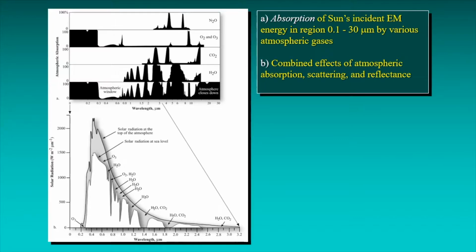And the combined effects down on the lower graph, basically of the absorption, scattering, and reflectance processes, basically reduce the amount of incoming solar irradiance. It's basically radiation that's traveling in all directions, but what actually reaches the Earth's surface at sea level is what we see in that bottom figure. And also note, you can see the individual absorption regions pretty clearly due to various atmospheric gases and constituents.